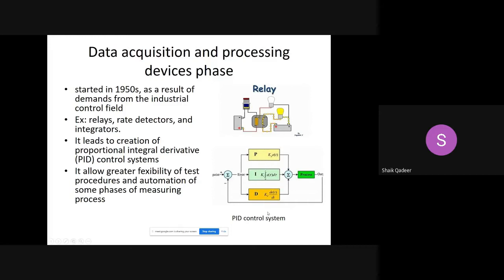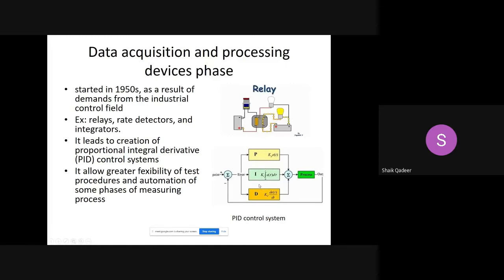This particular example of instrumentation is making use of a controller, but this controller is again implemented with the help of hardware. This is proportional control, this is integral control, this is derivative control. The error is the input fed to this controller. It calculates how much control action needs to be sent to the process.